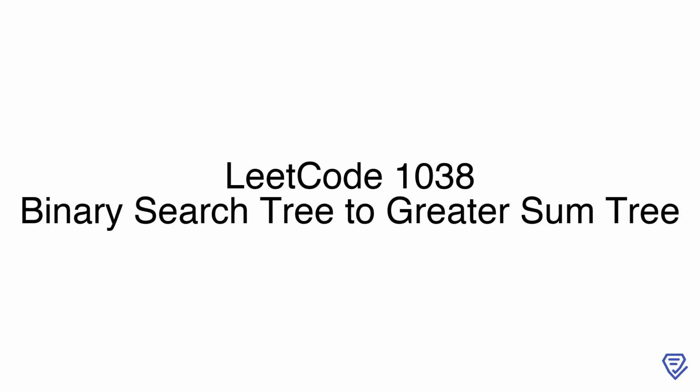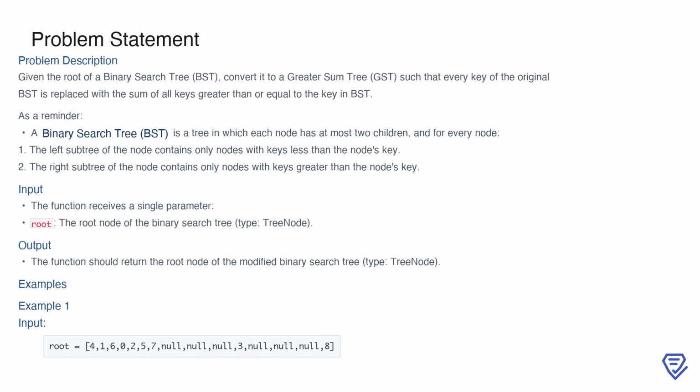Let's dive in. In this problem, we are tasked with converting a binary search tree, or BST, into a greater sum tree, or GST. The goal is to modify the tree so that every node's value is replaced by the sum of all values in the tree that are greater than or equal to the current node's value.